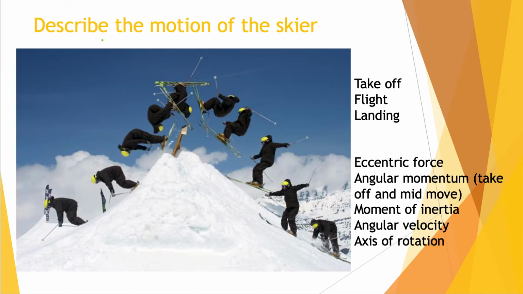So again, have a go with the skier. The skier is entering this forward somersault backwards. Coming up this side, forward somersault, and out at the other side. Try to think about takeoff, flight, and landing, and refer to eccentric force, angular momentum, moment of inertia, angular velocity, and axes of rotation.